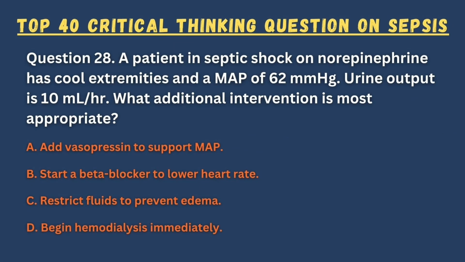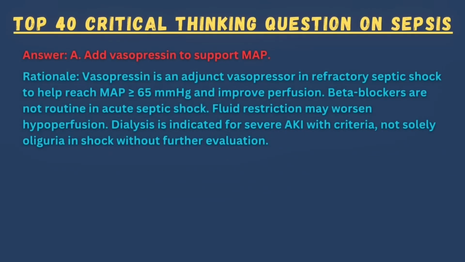Question 28. A patient in septic shock on norepinephrine has cool extremities and a MAP of 62 millimeters of mercury. Urine output is 10 milliliters per hour. What additional intervention is most appropriate? A. Add vasopressin to support MAP. B. Start a beta blocker to lower heart rate. C. Restrict fluids to prevent edema. D. Begin hemodialysis immediately.